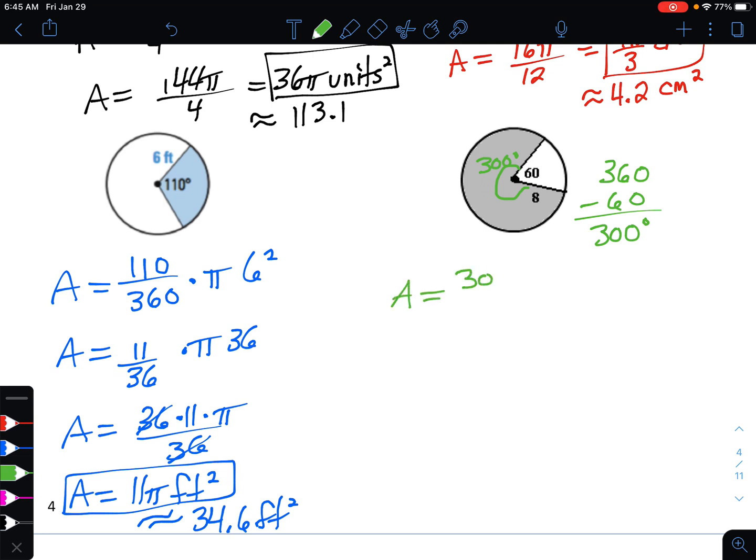So when we put that into our formula, we have 300 as our angle divided by 360 multiplied by pi r squared, so that's pi, and then 8 squared. So now as we simplify this, 300 and 360 are both divisible by 60. That leaves us with 5 over 6 as our fraction, multiplied by pi, and then 8 squared is 64.